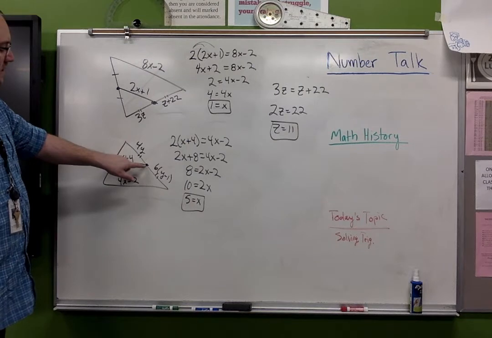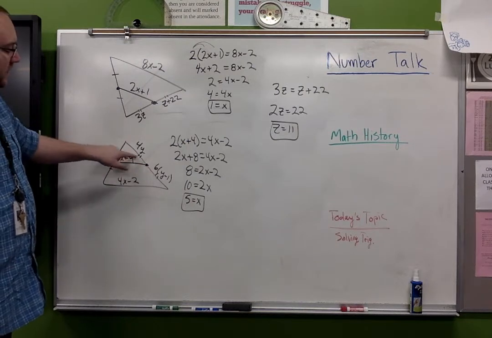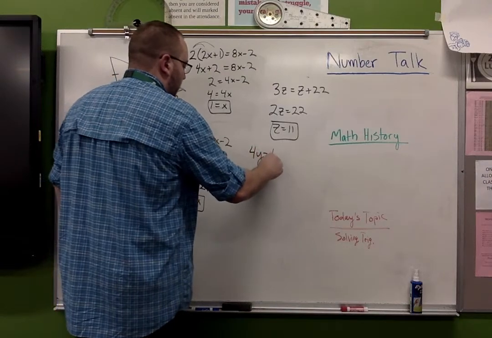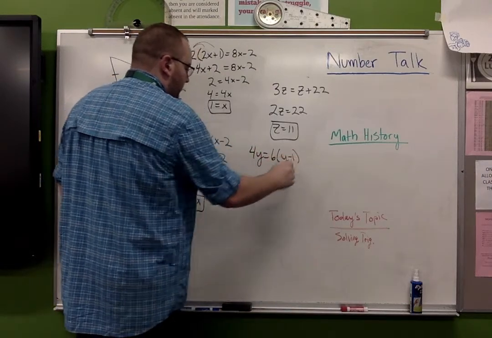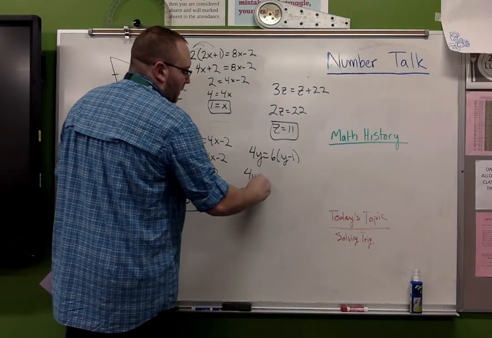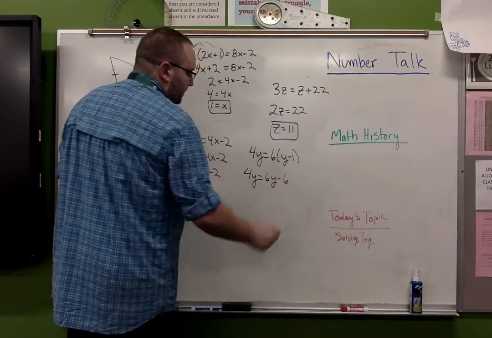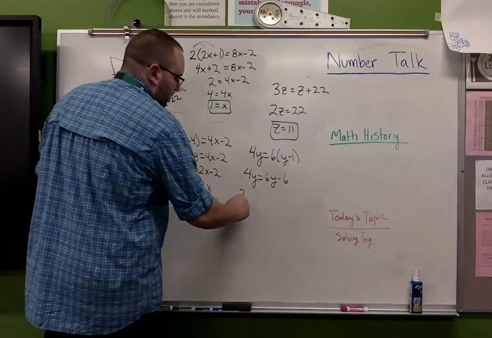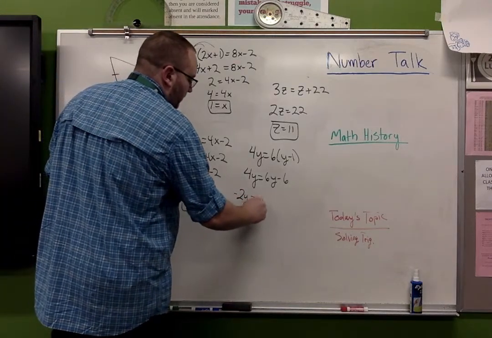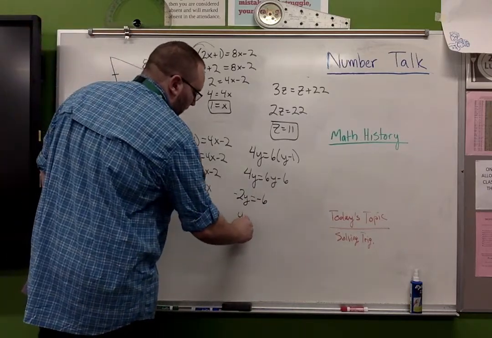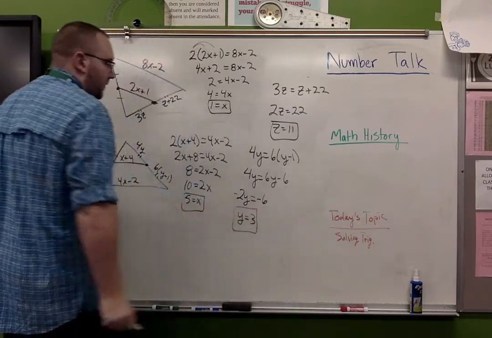And then find y. This is a midpoint, so this side and this side have to be equal to each other. So 4y is equal to 6 times y minus 1. Distribute the 6. 4y equals 6y minus 6. Subtract 6y both sides. Negative 2y is equal to negative 6. Divide by negative 2 both sides. y equals 3. There's your answer.